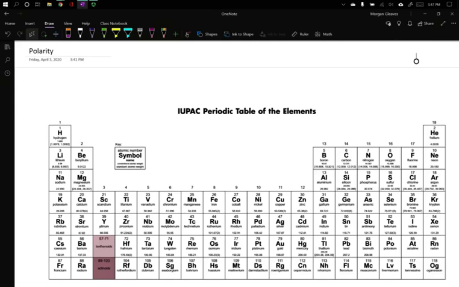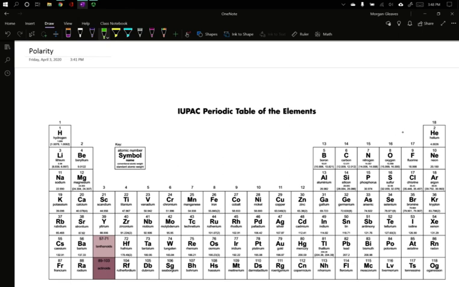In this video, we're going to discuss polarity. So polarity is a property that makes molecules attracted to neighboring molecules. To begin with, though, we need to talk about a few trends in the periodic table. And so for that, here's the periodic table.